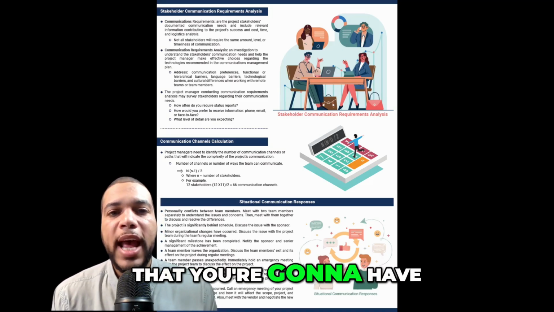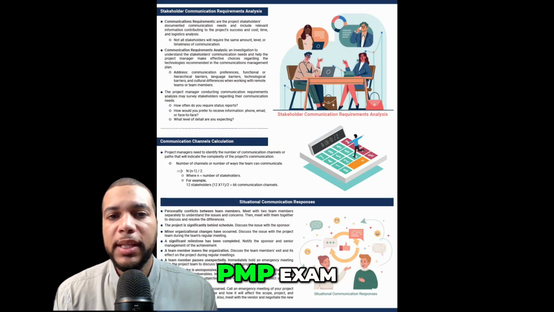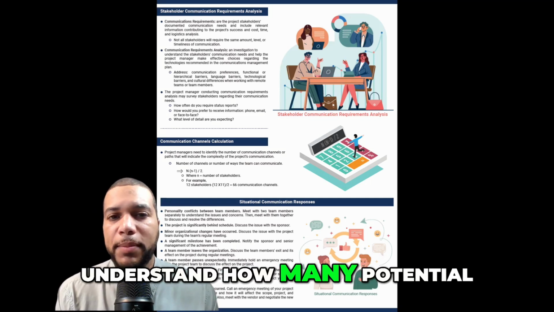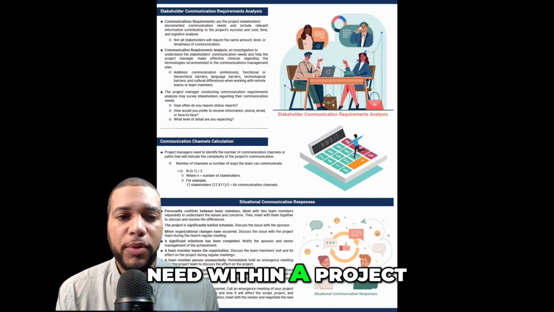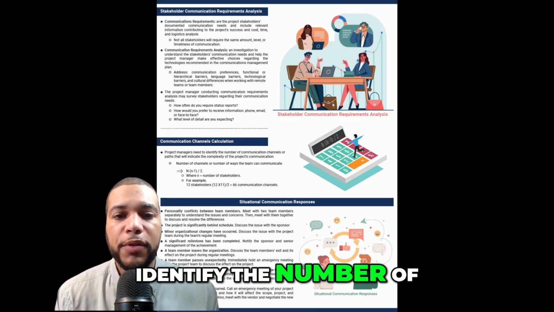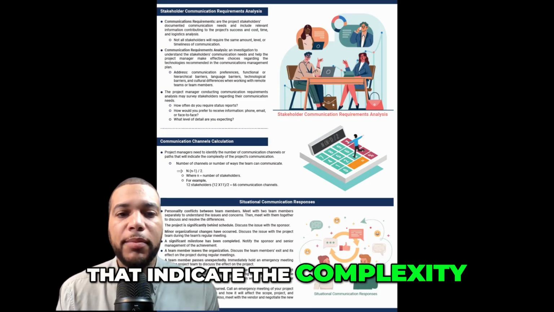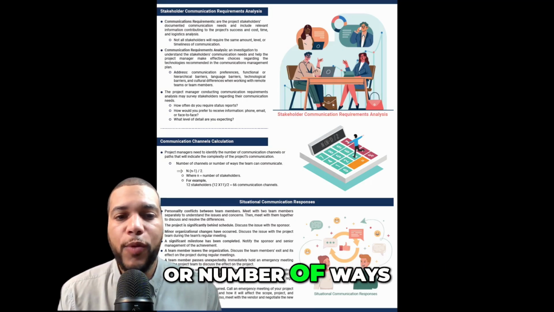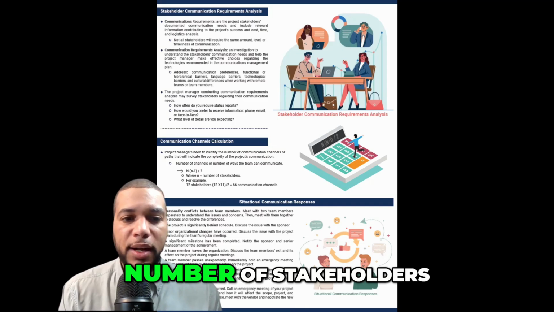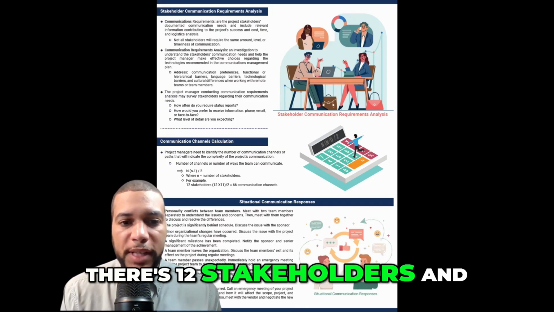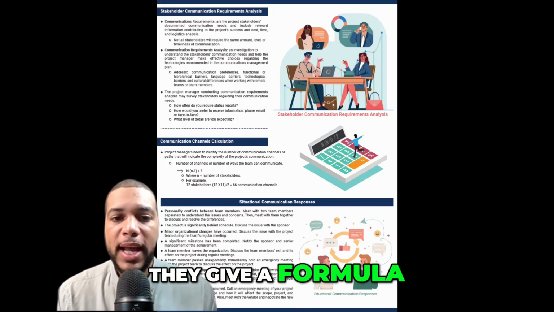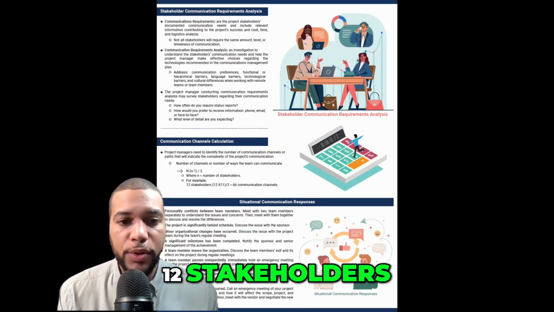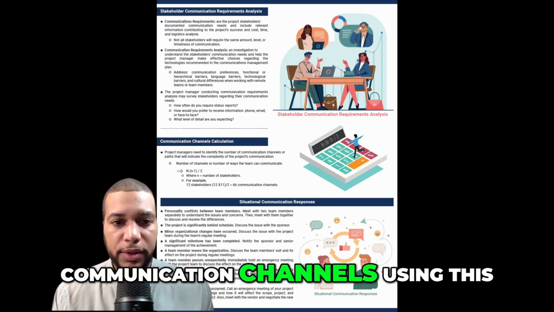This is not something that you're going to have to memorize for the PMP exam, but you want to make sure that you understand this just generally, because this helps you understand how many potential communication channels you will need within a project. Project managers need to identify the number of communication channels or paths that indicate the complexity of the project's communication, the number of ways the team can communicate, where N is the number of stakeholders. And then they have an example, there's 12 stakeholders, and they give a formula so you can see how many communication channels you would need. Based off of this, there's 12 stakeholders, you would need 66 communication channels using this formula.